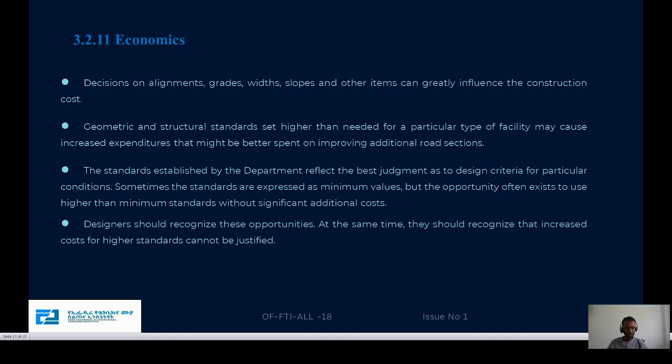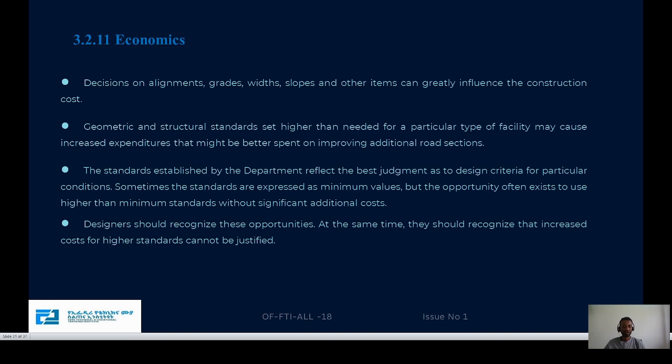And also considering economics, the economical roads will be decided with alignment, the horizontal alignment, vertical alignment, the grades and the widths, the slopes, the speeds, all of which influence the construction costs. If we use more standardized designs, the cost will increase. Geometric and structural standards set higher than needed for a particular type of facility may cause increased expenditures that might be better spent on improving additional road sections.